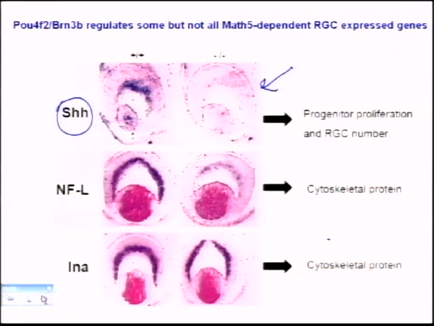Sonic hedgehog goes away. So sonic hedgehog is expressed in the ganglion cells, and it's actually involved in feeding back and keeping progenitor cells at the right number. It has interesting properties, and we've published quite a bit on that. But basically, for this lecture, what we want to know is that you need Brn3b to express sonic hedgehog. And you also need Brn3b to express neurofilament light chain, which is a cytoskeletal protein that makes up the cytoskeleton of all neurons. And again, you see when you take Brn3b away, you don't see the neurofilament.